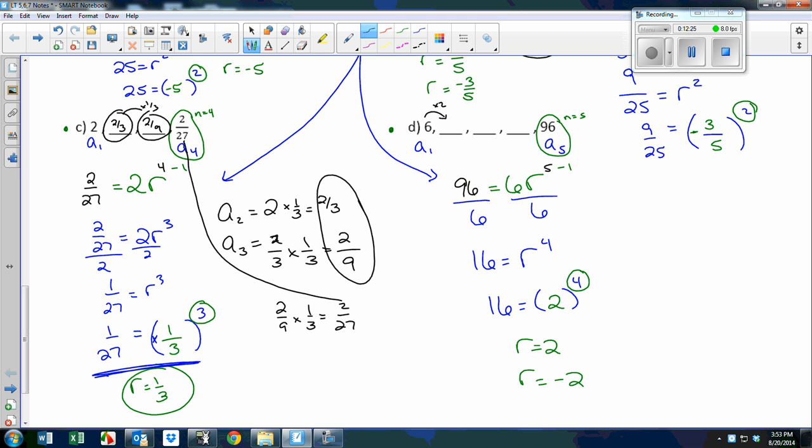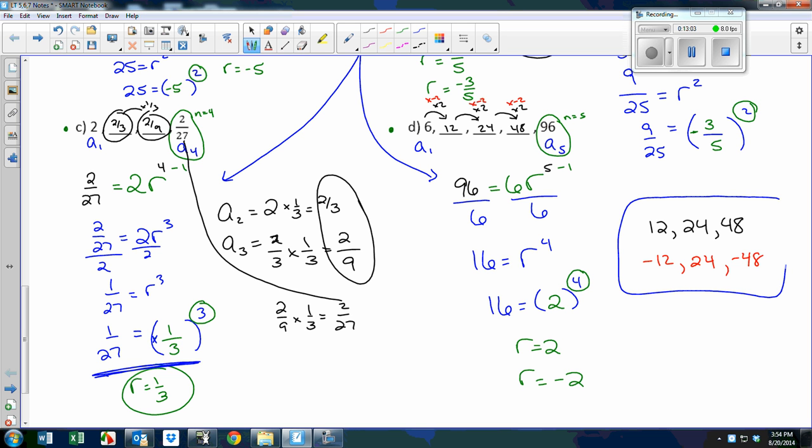First times 2, 12, 24 times 2, 48. So one set of answers, 12, 24, 48. Now if we multiply by negative 2, times negative 2, times negative 2, times negative 2. Well, 6 times negative 2 is going to make negative 12. Negative 12 times negative 2, positive 24. 24 times negative 2, negative 48. And then negative 48 times negative 2, we're back to the 96. So there are 2 possible sets of geometric means.